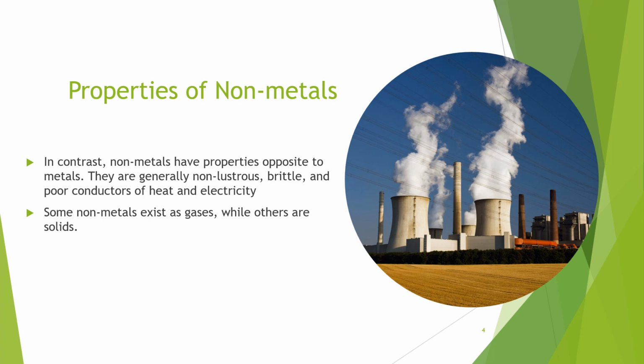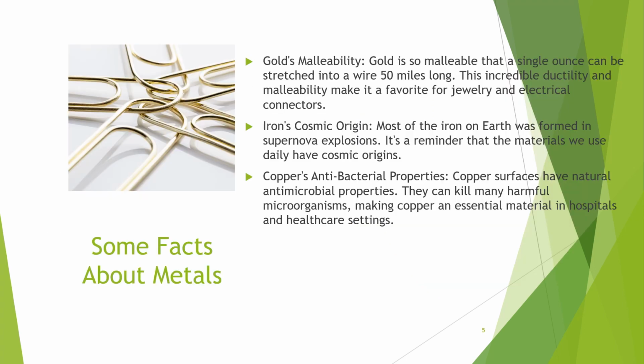Now let's see what are the properties of nonmetals. In contrast, nonmetals have properties opposite to metals. Generally, nonmetals are non-lustrous, brittle, and poor conductors of heat and electricity. Some nonmetals exist as gases, while others are solids, for example, oxygen, sulfur, etc. Now, let's go to the next slide.